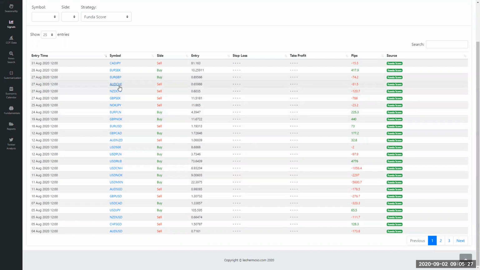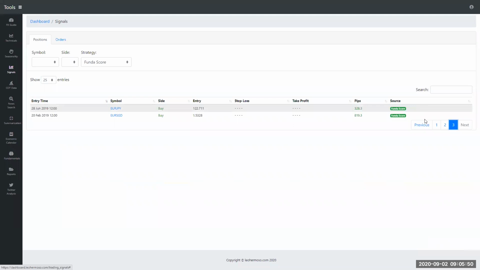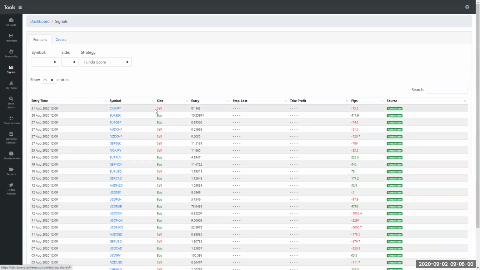So the system is telling us when it was the last change on the bias, when an economy started to perform better than the other, what the price was when this happened, and how many pips it has done since it happened. Okay, we don't have a history right now, but I promise you guys that by the end of this week, we are going to have a history of all the changes that we have had along the past, let's say, 8 years on the Funda score.